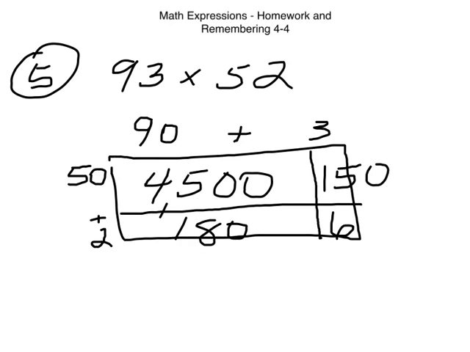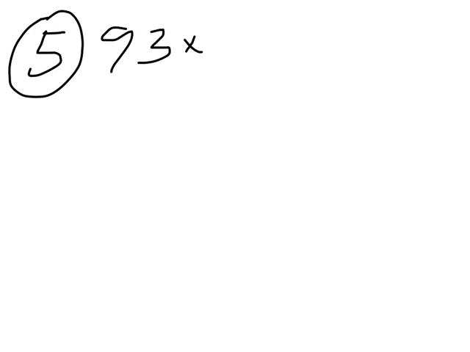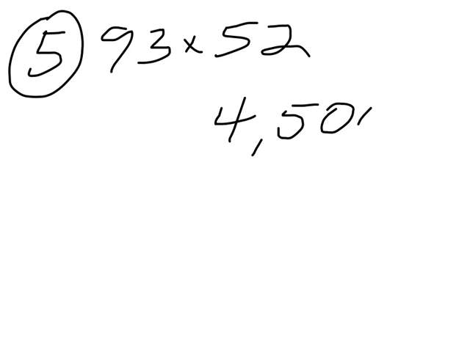So I'm going to take another blank slide to add those. Let's add those partial products. This is still number 5. And we're looking at 93 times 52. We had the largest product. We always want to start with the largest product first when we're adding. We have 4,500 plus 180. And make sure you line up your ones place with your tens place, with your hundreds place, and with your thousands. And then the next largest was 150. And then that final one was 6.